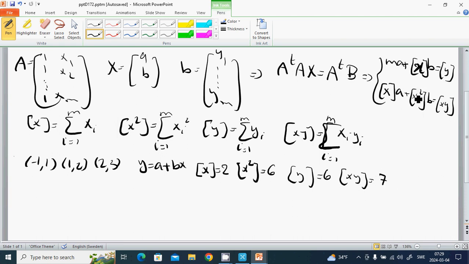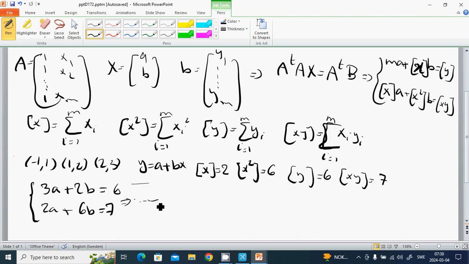Then we use this one. We have m is 3, it is 3 rows, and it is 3a plus 2b equals 6, and 2a plus 6b equals xy, 7.